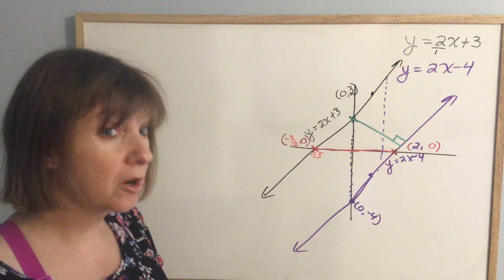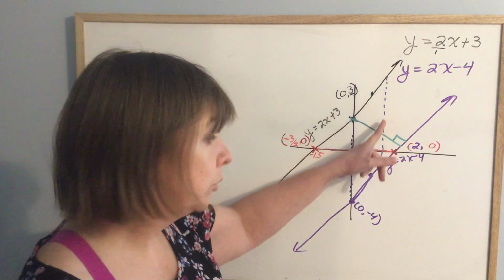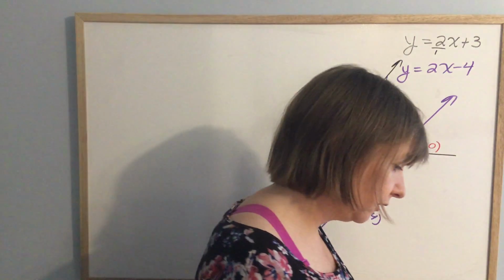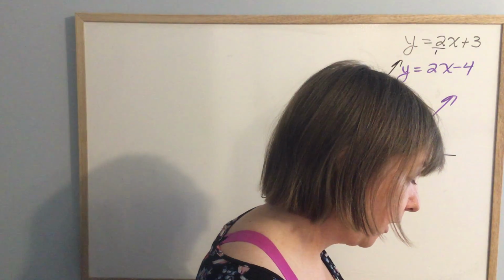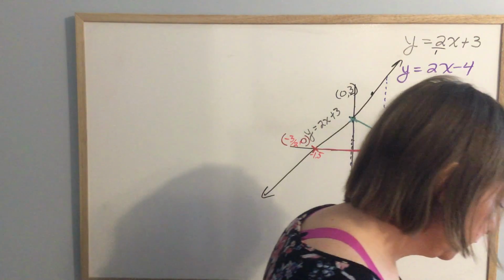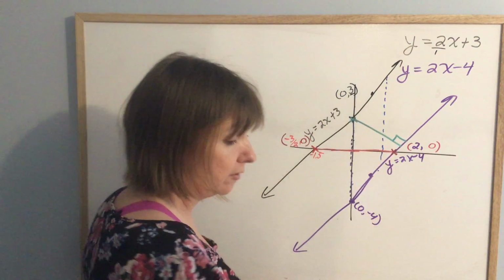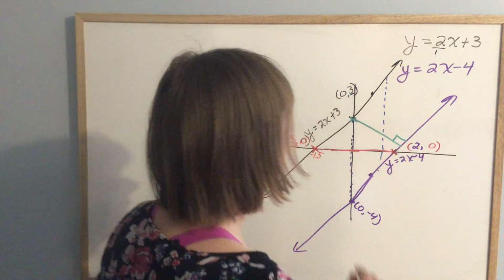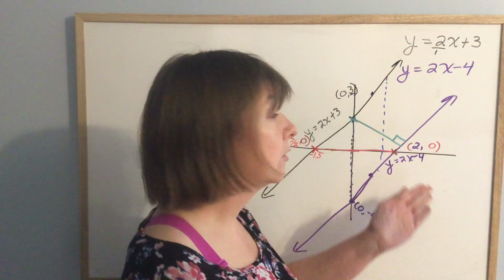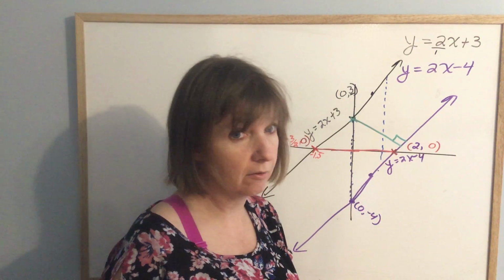Now remember, the shortest distance is always a perpendicular line. So I figured out with the blue that the vertical distance was 7, right? The vertical distance in blue was 7. The horizontal distance was 3.5, which means the green answer should be less than 3.5 because it's going to be the shortest distance.